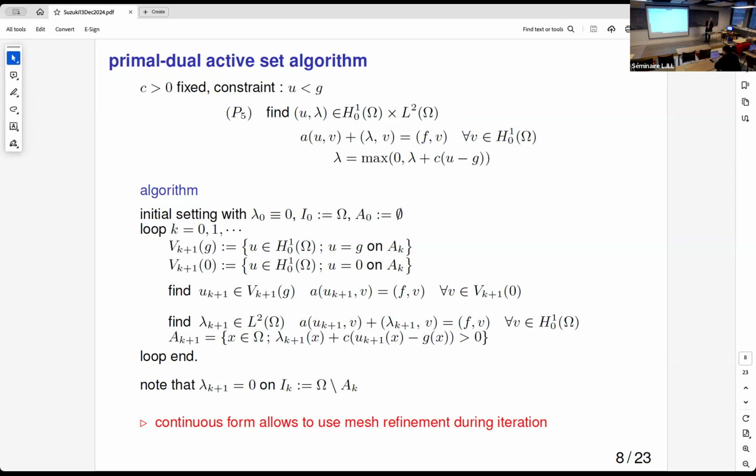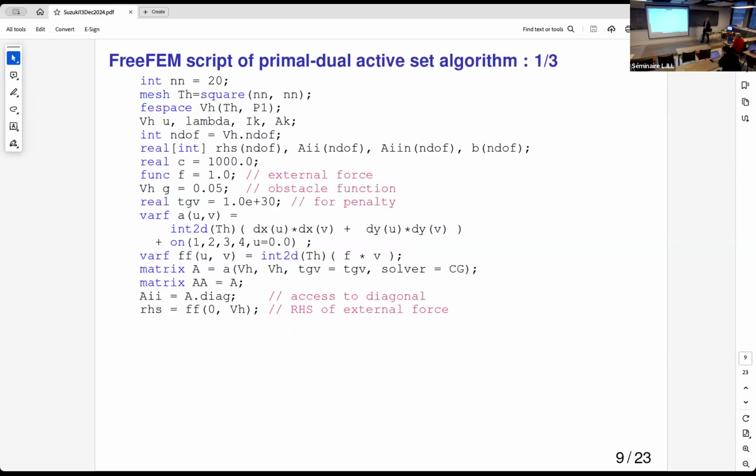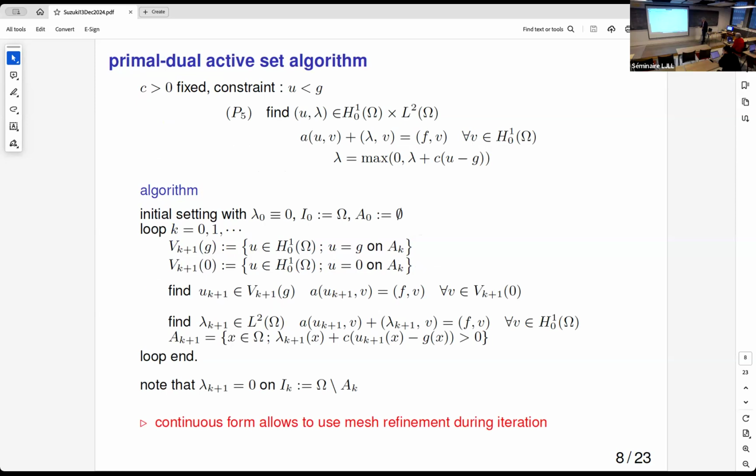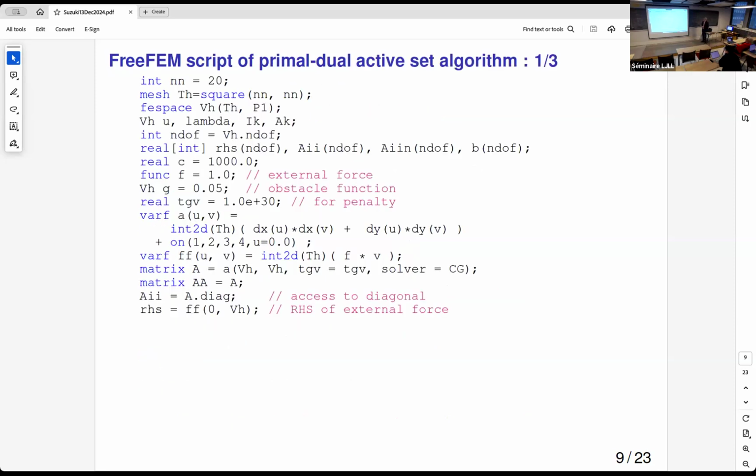So this method is written in continuous form, so there is a place to introduce mesh refinement during iteration. So actually we can write the code in this way. But here we need to solve the problem with boundary condition on the active set. That is, we need to do it once since we have to make mesh refinement. But the idea is to introduce a kind of penalization. We don't need to use the mesh refinement, but it is already written in the tutorial.